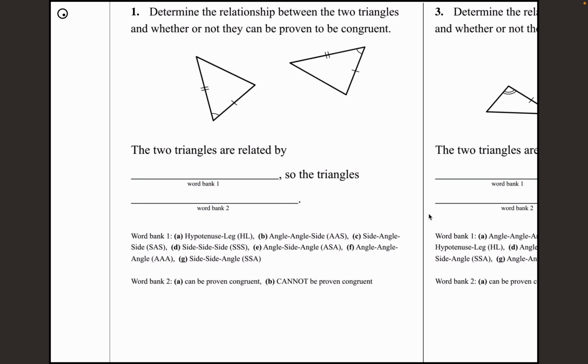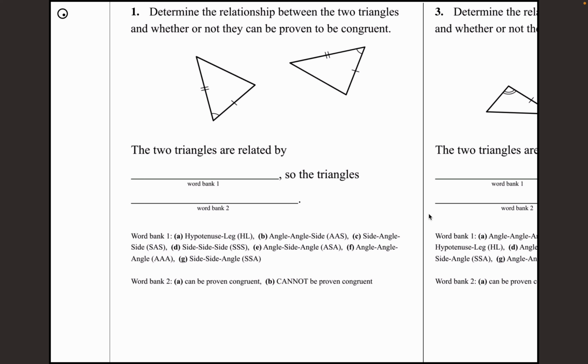For these, we need to determine the relationship. Listen. We need to determine... put it away. I need to write the triangles down. Well, we'll talk about them. You can see them all right here. So close your computer. Now, we have to determine the relationship between the two triangles and whether or not they can be proven congruent. If we look at these two triangles right here, go ahead and raise your hand if you can tell me what kind of triangle congruence this would be.